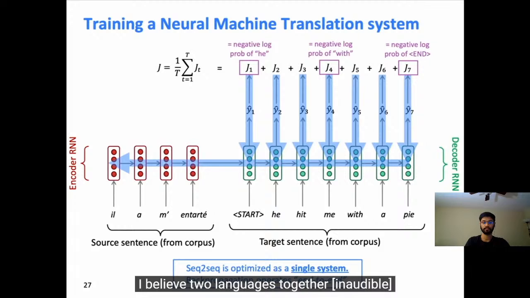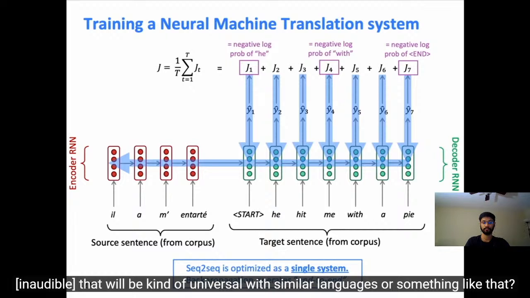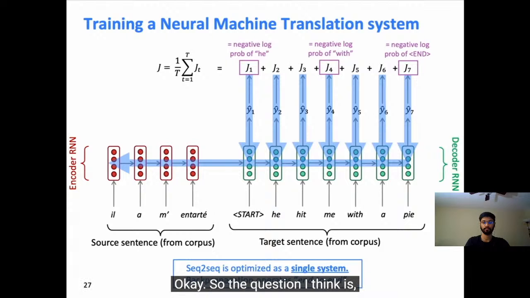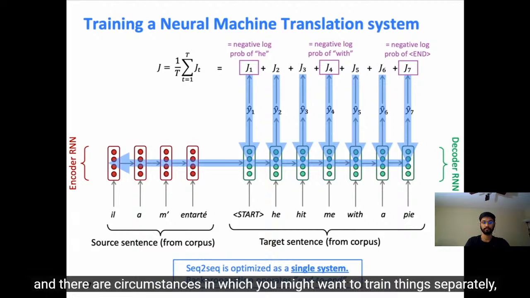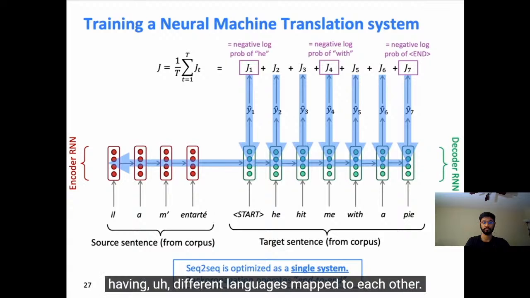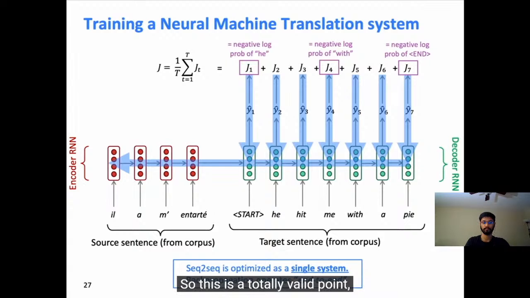Yep. You have to train every two languages together, but it would be nicer to have a system where you don't have to train everything end to end, and instead have something universal between similar languages or something like that. Okay, so the question, I think, is that sometimes you wouldn't want to train things end to end, and there are circumstances in which you might want to train things separately. And you mentioned, for example, having different languages mapped to each other. So this is a totally valid point.